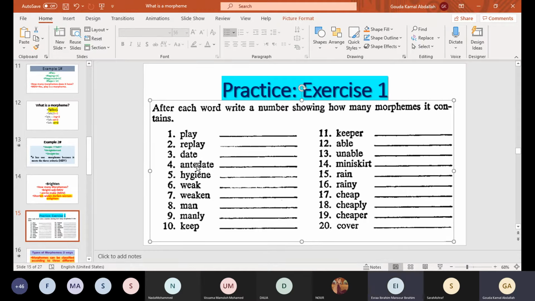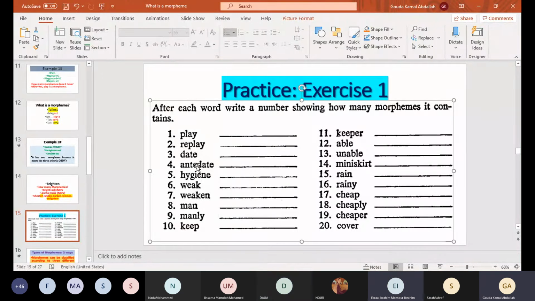One morpheme. Excellent. Why? Because it has a meaning. It is the opposite of strong. It cannot be divided. It has the same meaning in different contexts. Number 7, and this is the last one.